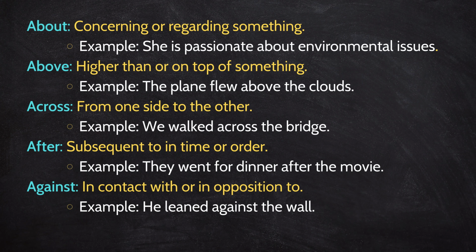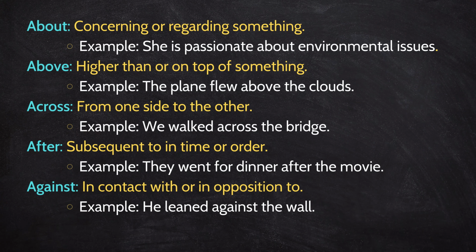Some important prepositions we are going to see now. About. About means concerning or regarding something. Example, she is passionate about environmental issues. Above means higher than or on top of something. Example, the plane flew above the clouds. Across, from one side to the other. Example, we walked across the bridge.